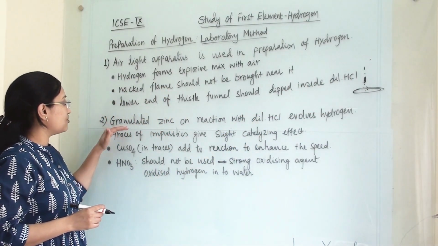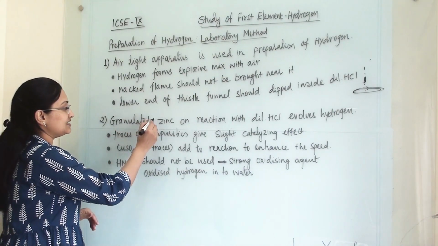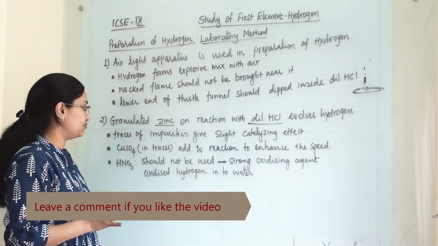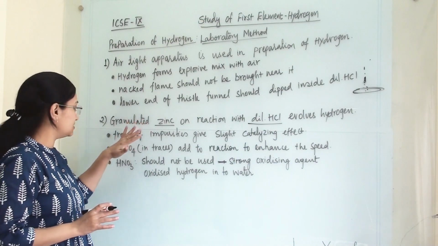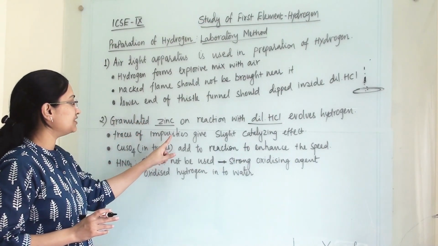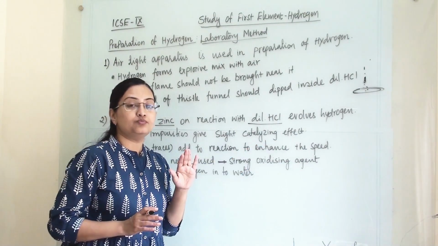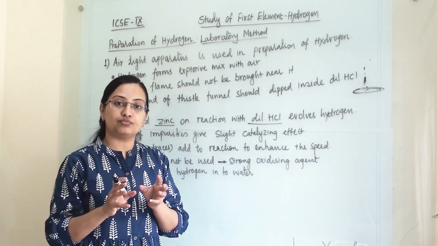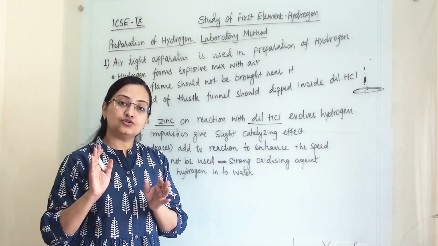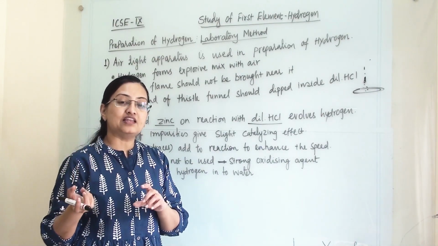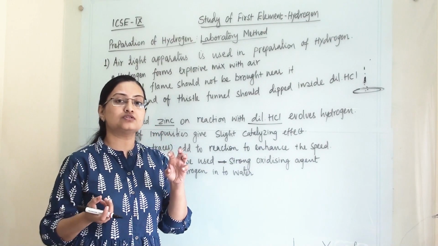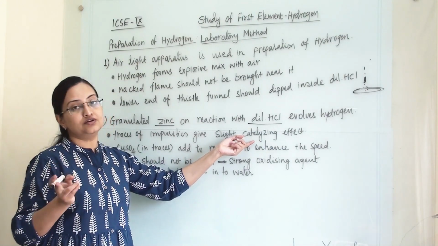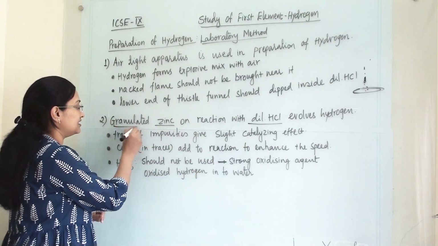Then second is based on the reaction. Why are we adding granulated zinc to dilute hydrochloric acid? This reaction evolves hydrogen. Now 3 points are important based on this reaction. First, traces of impurities give a slight catalyzing effect. In preparation we have seen that we arrange 3 different washer bottles to eliminate some of the impurities, and the last one is the U-tube for eliminating the moisture. But some traces of impurities are important because they give a catalyzing effect to the reaction. So that's why we are using granulated zinc.